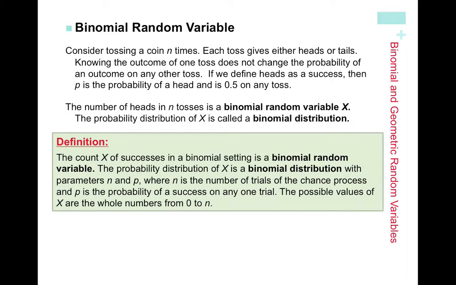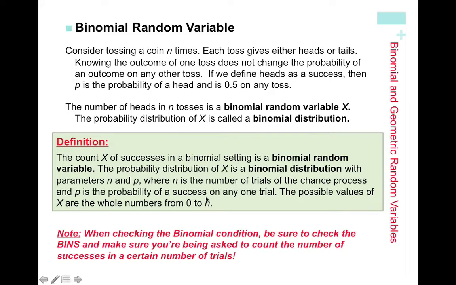So if we were talking about tossing a coin, we have a success or a failure, so heads or tails. They're independent because knowing the outcome of one toss doesn't change the probability of another toss. The probability of success is 0.5, and maybe we said we were going to do it 10 times, so then we'd have a fixed number of trials. We can also, if we have a binomial random variable, and we list the values of the variable and we list the probabilities, then we have created the binomial distribution.